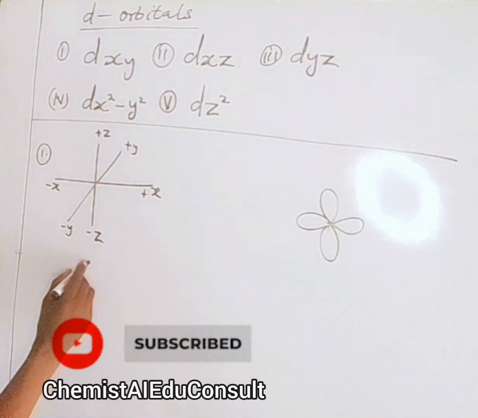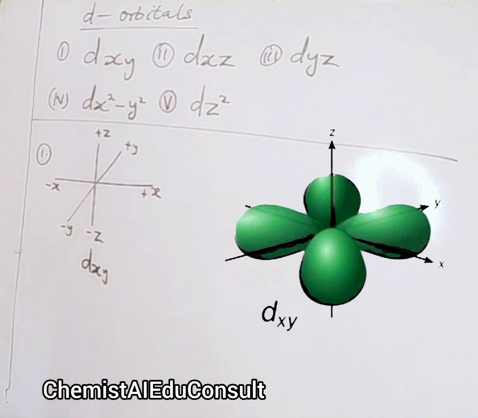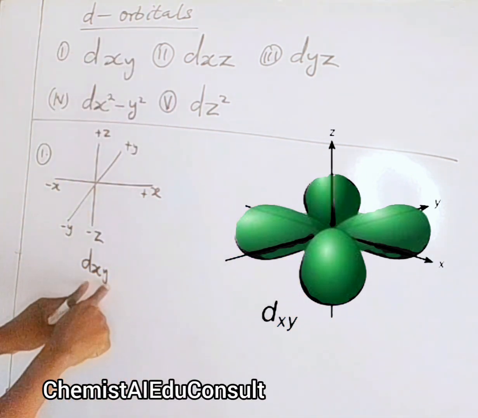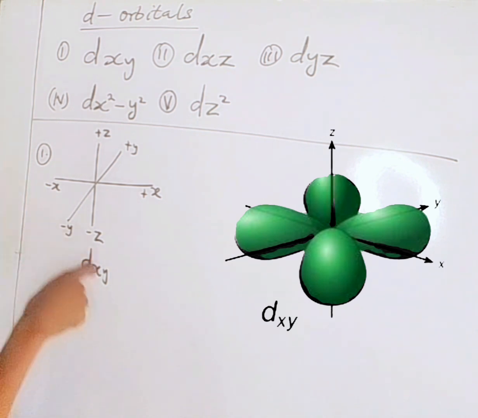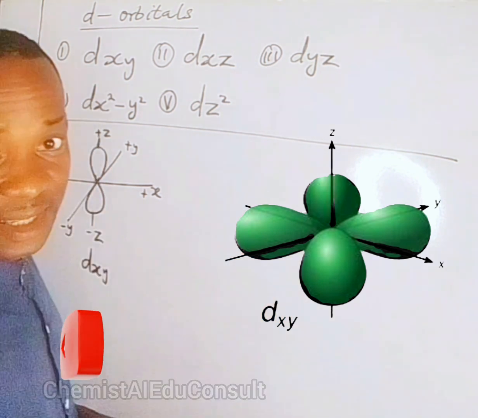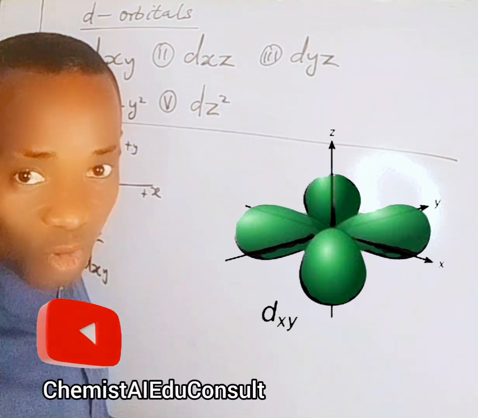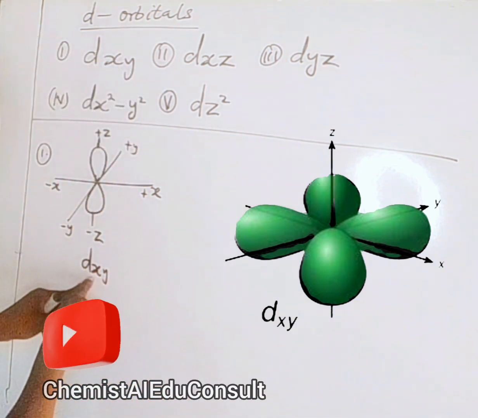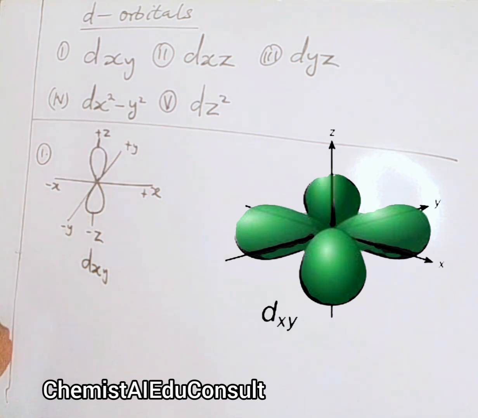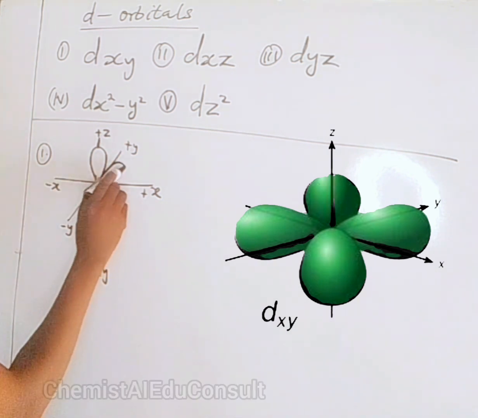To draw dxy orbital, remember we have x, y, z, and there is no z here, right? For that reason, the first dumbbell is going on z-axis. Yes. The second dumbbell is going in between what you are seeing here, x and y-axis. This is x-axis, this is y-axis. So in between them, you put the second dumbbell.